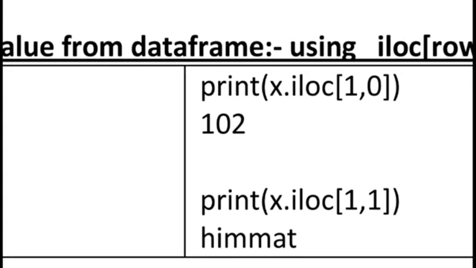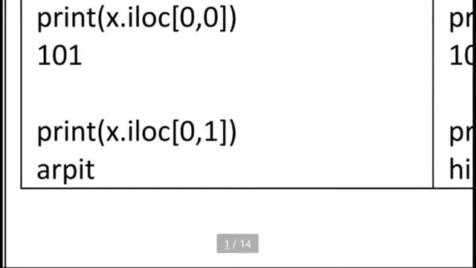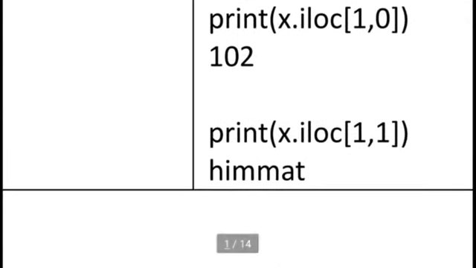Just like a NumPy 2D array, but here I am using iloc. In a data frame we always use iloc, but in a 2D array we directly use square brackets. In a 2D array we never use iloc. So we use iloc and then square brackets, then the row index and then the column index, to access each desired value. Then x.iloc[1, 1] means the first index row and the first index column, and in the intersection we get Himmat.